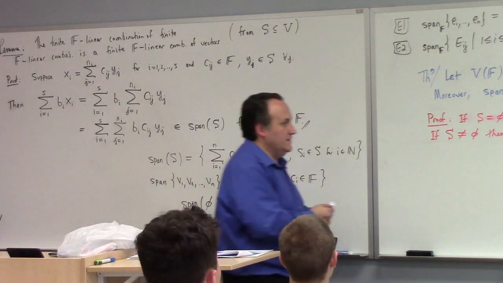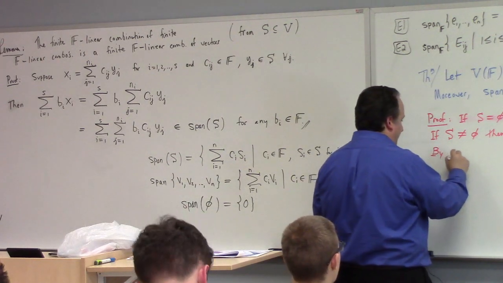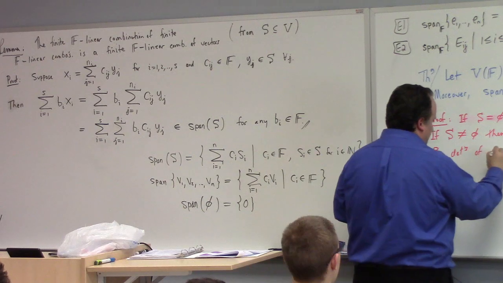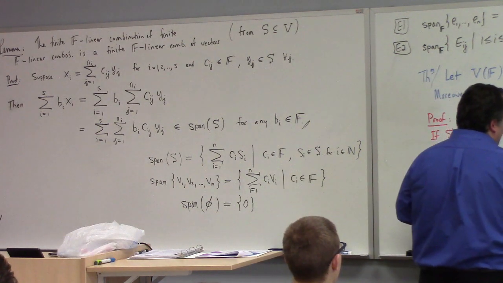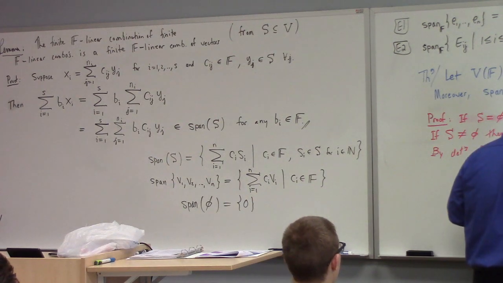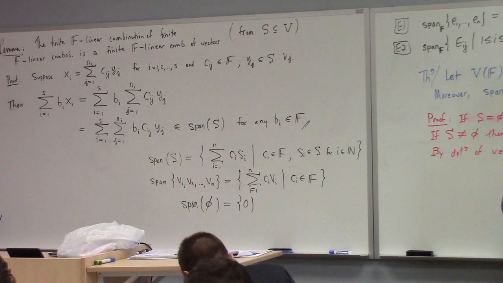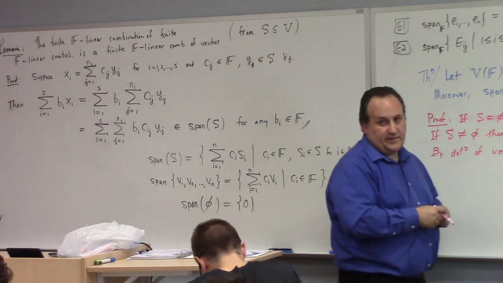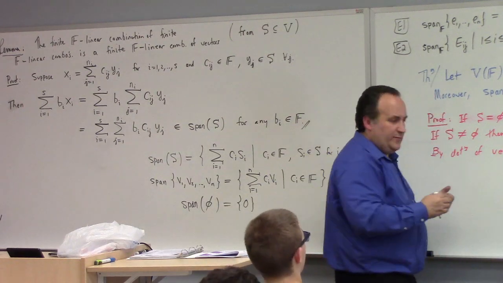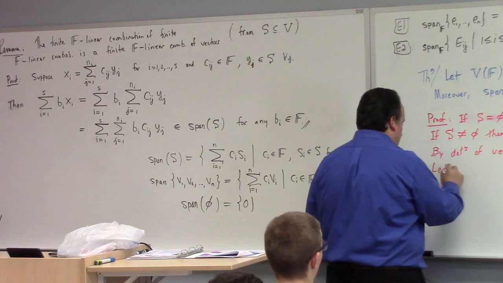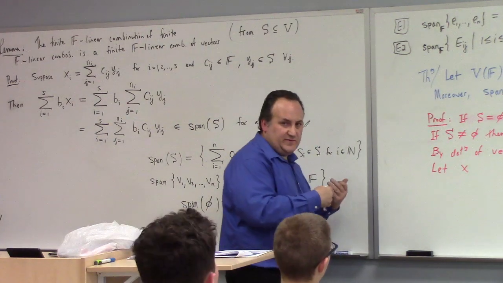So by definition of vector space, we see the span of S is a subset. So we've got a non-empty subset of V, right? And if this wasn't clear already, it'll become very clear from what we're about to write. If you don't believe this sentence, we're about to give further evidence of it in what follows anyway.